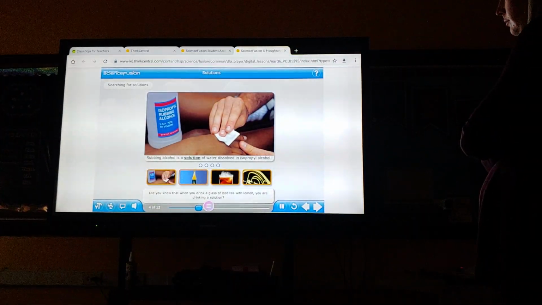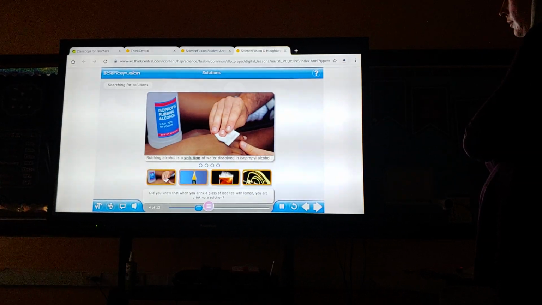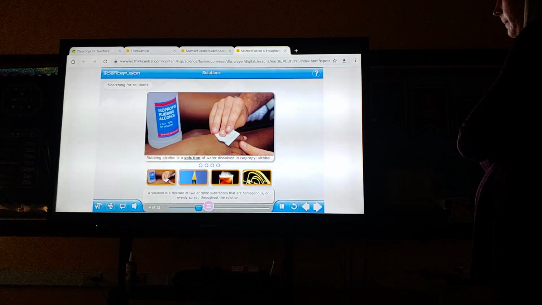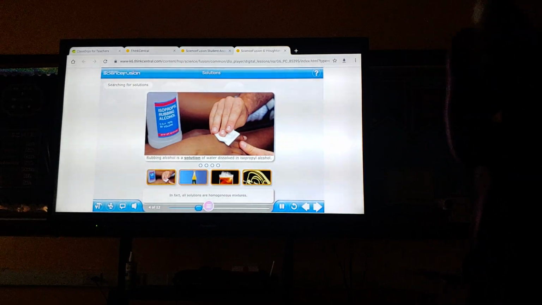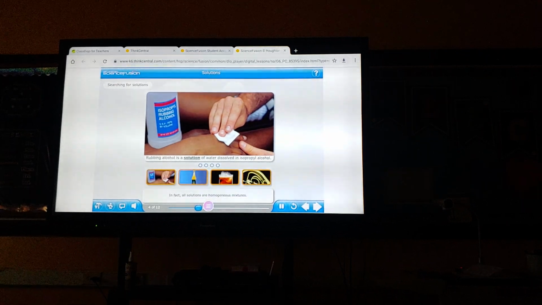Did you know that when you drink a glass of iced tea with lemon, you are drinking a solution? A solution is a mixture of two or more substances that are homogeneous or evenly spread throughout the solution. In fact, all solutions are homogeneous mixtures. Click each image to learn more about solutions.